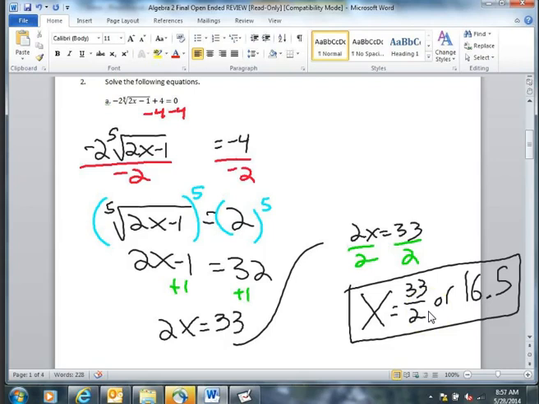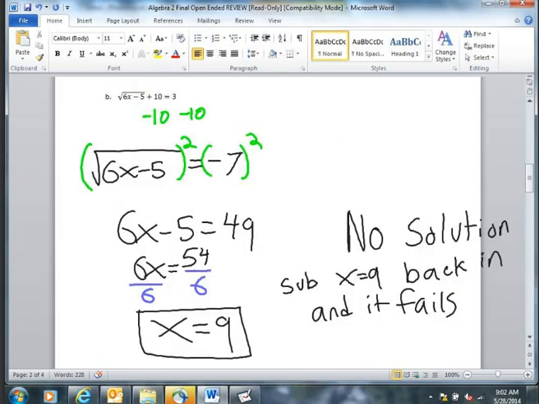You must check your answers. So, put a 33 over 2 in here, times 2, you get 33. 33 minus 1 is 32. The 5th root of 32 is 2. 2 times -2 is -4. -4 plus 4, 0. So this answer over here works. Oh, happy days. Let's keep on moving on.